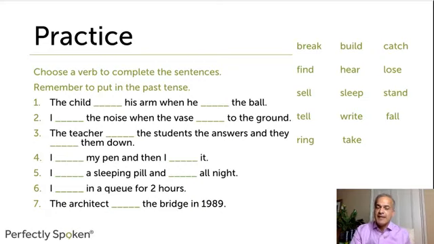I my pen, and then I it. I a sleeping pill, and all night. I in a queue for 2 hours. Remember, a queue is when there are a lot of people waiting. And the architect the bridge in 1989. Let's look at the answers, shall we?